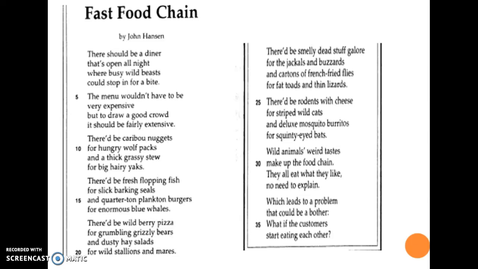All right, we are on our third reading of the poem. We read the poem a third time. And this time we're looking at rhythm and rhyme, the rhyme scheme or pattern, and the number of stanzas that are in the poem.